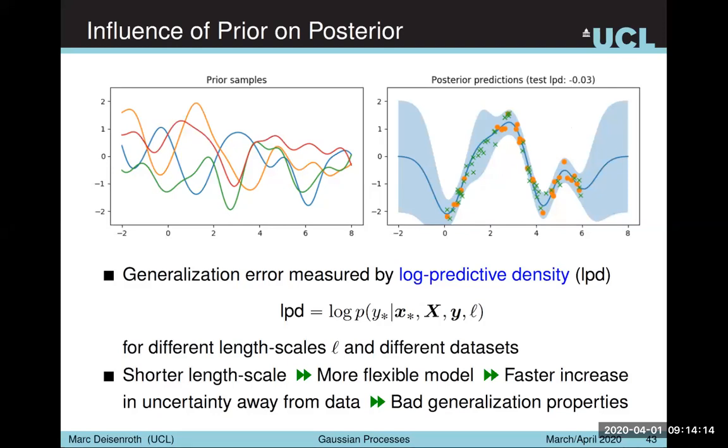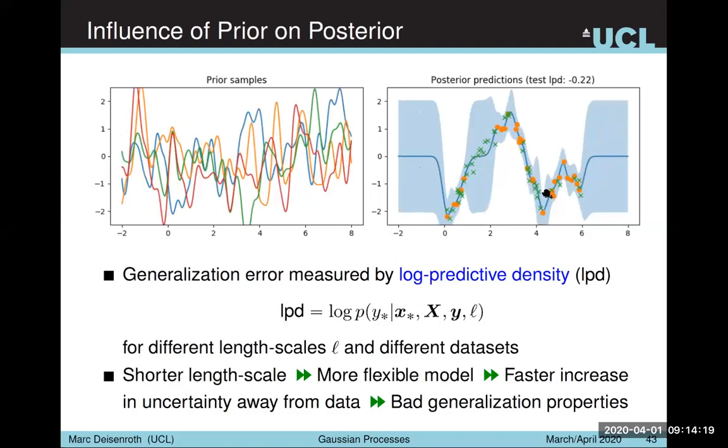But now we can look at an even shorter length scale, and then we get a fit that looks like this. So again, the training data and the test data definitely make sense under the GP distribution. But the GP is a bit too flexible even for modeling this data. And the log predictive density indicates this again. So we would not actually choose this particular model if we just looked at the log predictive density.